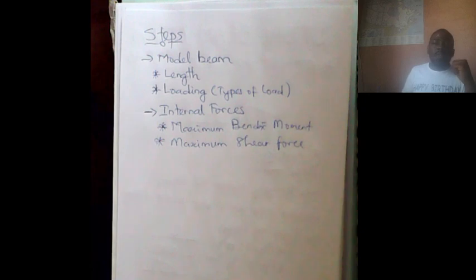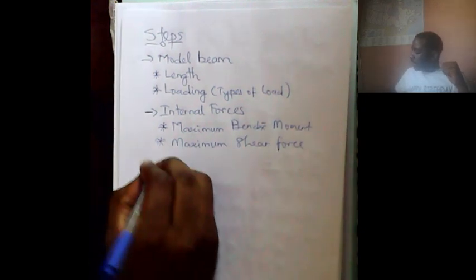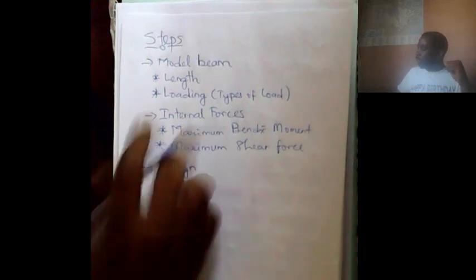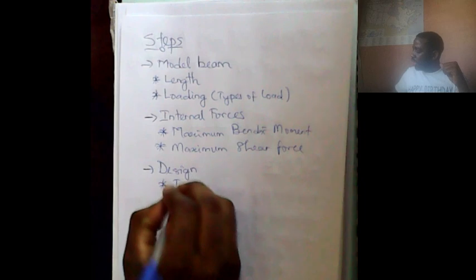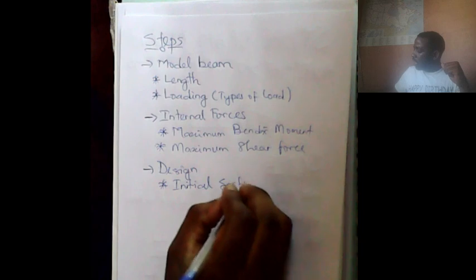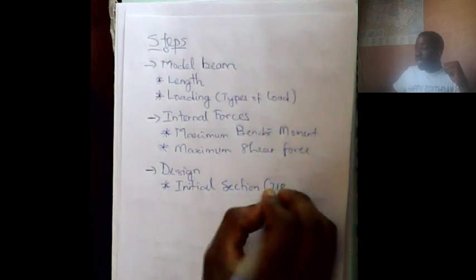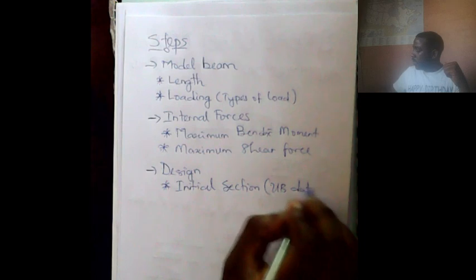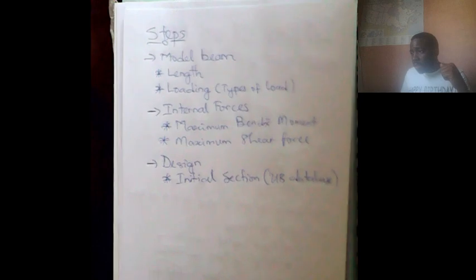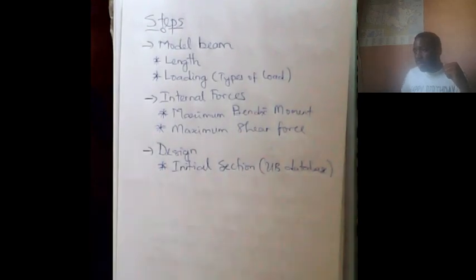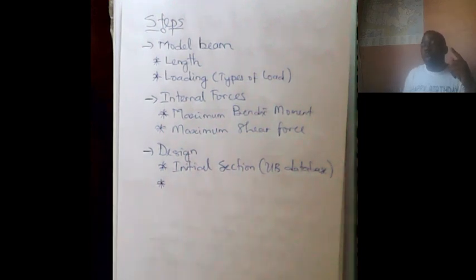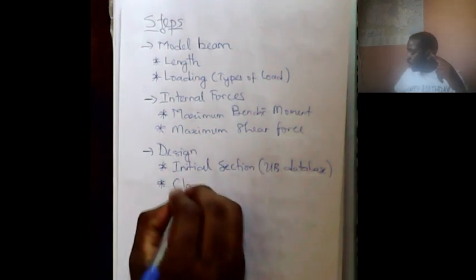Okay, and then from there we'll enter design, right? For design, the first step is that with these things we need to get an initial section from the UB database. As we saw from the UB database, that's what we'll need to get. I hope that my writing is clear enough. Okay, an initial section from the UB database. Then what do we need to do? When we get that section, we'll need to classify the section.